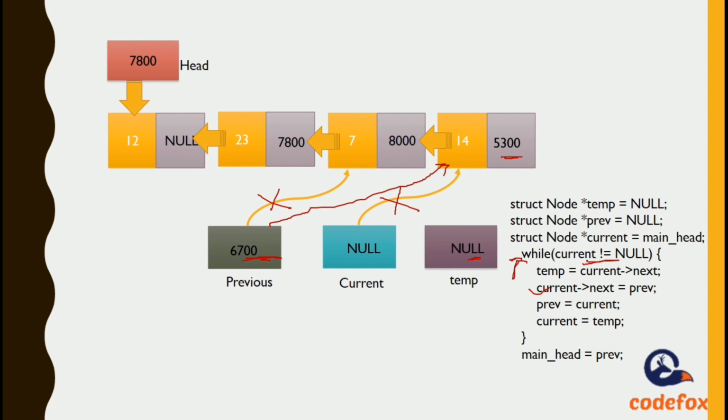Because current is null, we'll step out of the loop and main_head will be replaced with the previous. We have previous at 6700, which is pointing towards this node, right? So now the main head will replace the address here, and it will be storing 6700 into it, and it will now point towards this node. So we successfully reversed the linked list. I hope you got this.